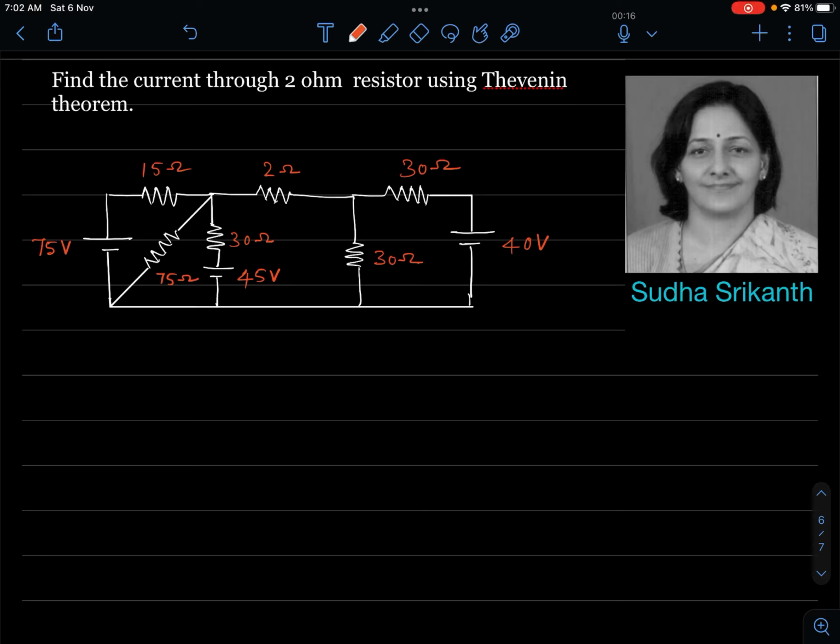I have taken up another simple problem on Thevenin's theorem. This doesn't have any dependent source. It has only three independent sources, voltage sources. And the problem says find the current through 2 ohm resistor using Thevenin's theorem.